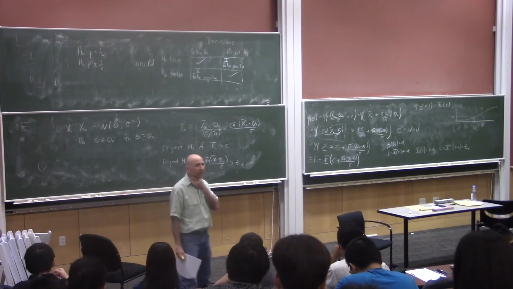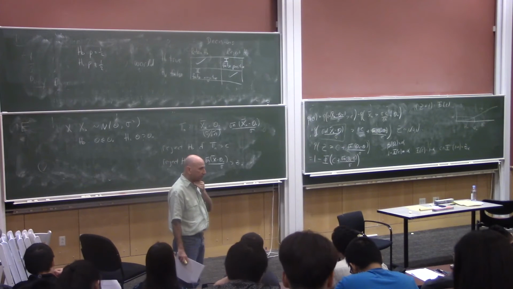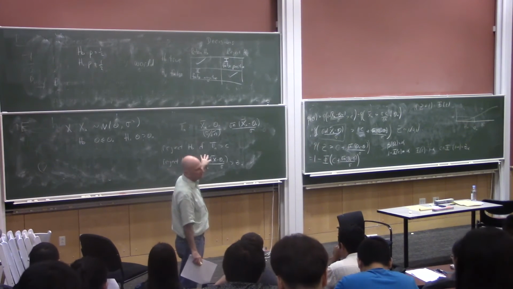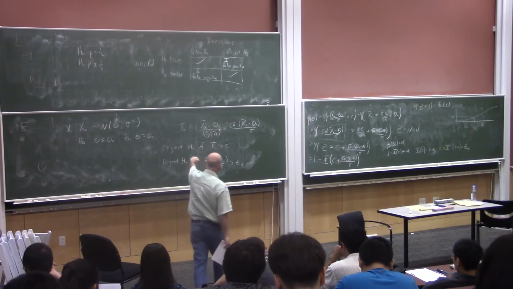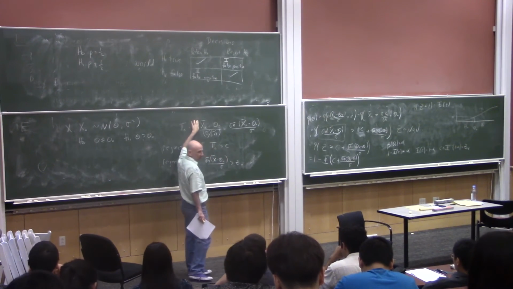Everybody with me? Of course, the form of the test to start with, like deciding to use x bar, may have seemed somewhat arbitrary, but maybe not, because we know this is, for example, the maximum likelihood estimate.